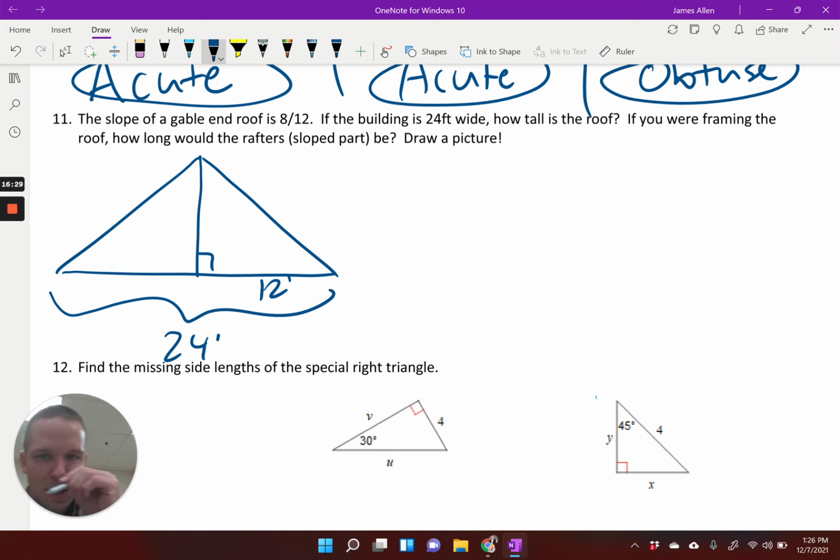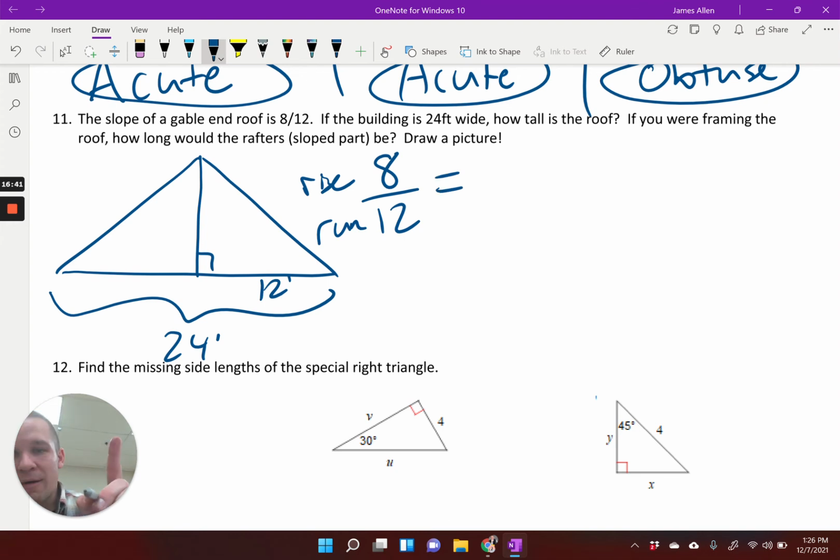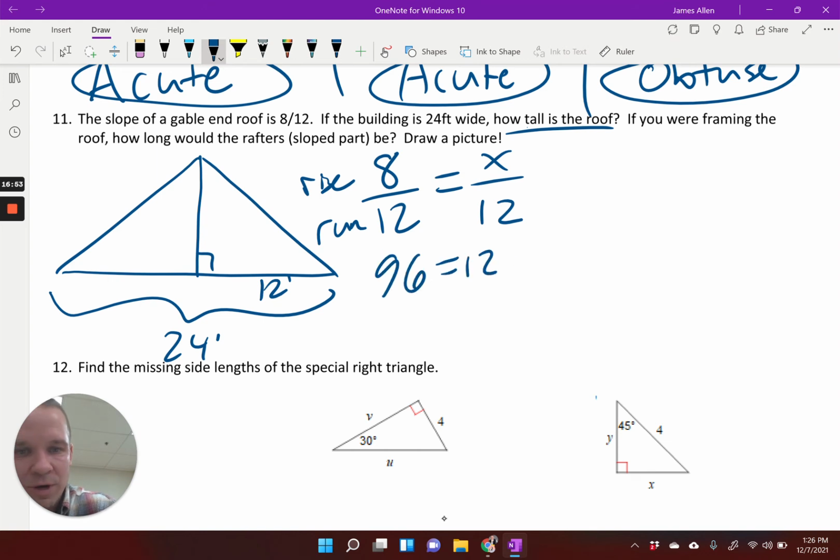Now, in this one, you might realize that some of these numbers are going to work together really nicely. I'm going to work it out as if we have any other scenario. So my slope is 8 over 12, which is my rise over my run. Now, I don't know my rise. I'm asked how tall is the roof. I'm asked for my rise. But I do know my run is 12, so we should probably see that x is going to be 8 as well. But if I cross multiply, I get 96 equals 12x, divided by 12, and I get x equals 8. Boom.